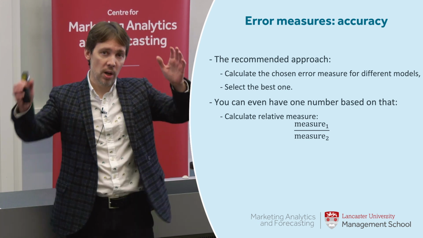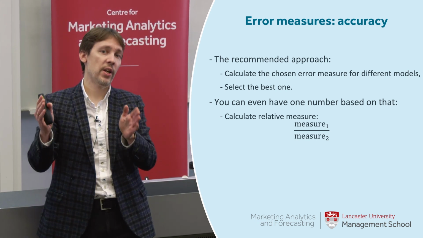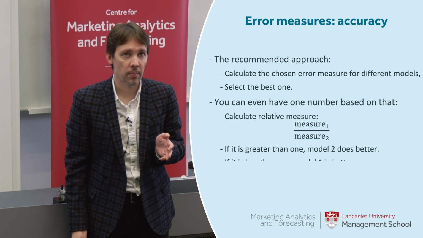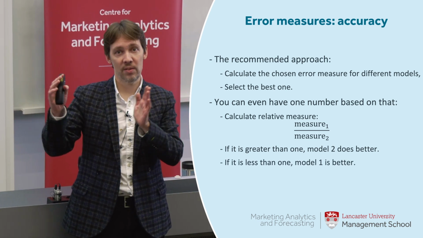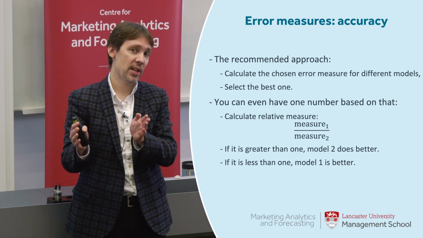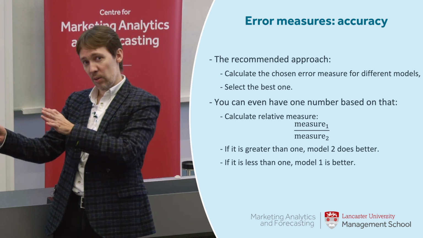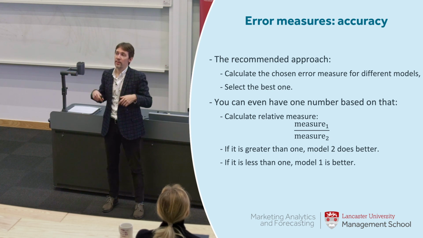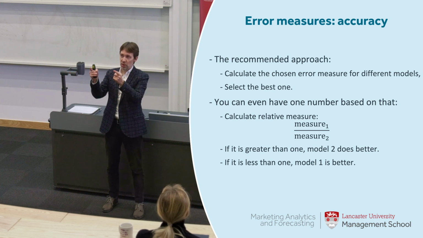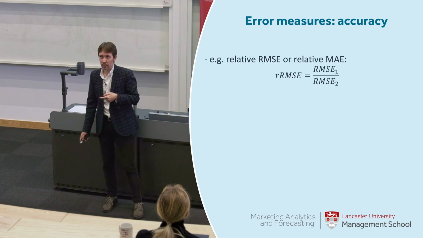We just take our measure from one model and divide it by the measure of another model. If it is greater than 1, then the first one has the higher error than the second one. This means that the second model does better. If the final value is lower than 1, then it is the other way around. Your first model is doing better than the second one.